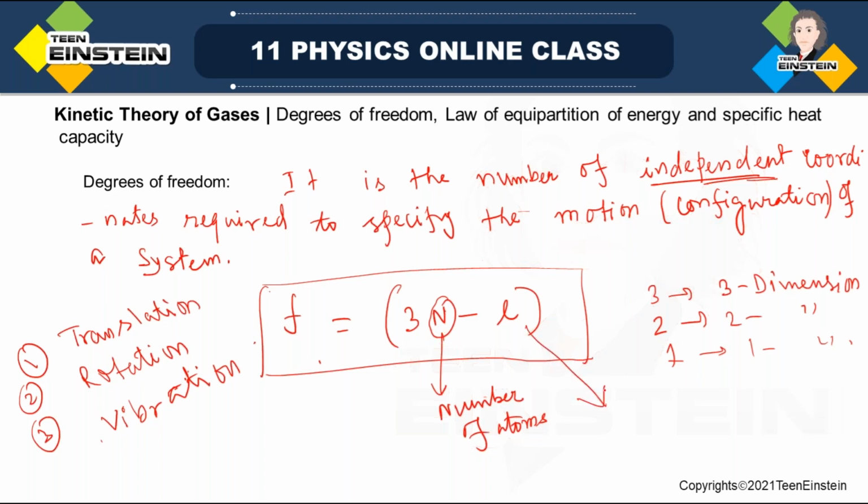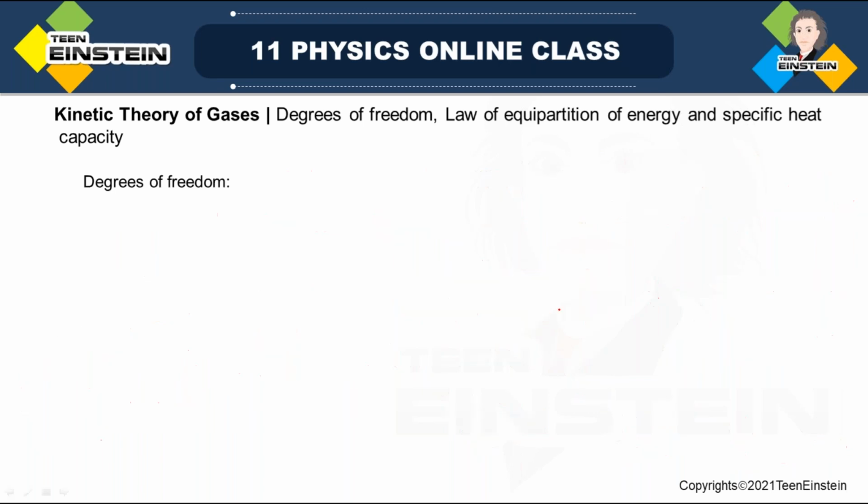And what is this L? This is the number of constraints, the number of constraint equations. You remember, this is actually the limitations. How many limitations do we have? Let us use this formula and try to find out the degrees of freedom for various systems.